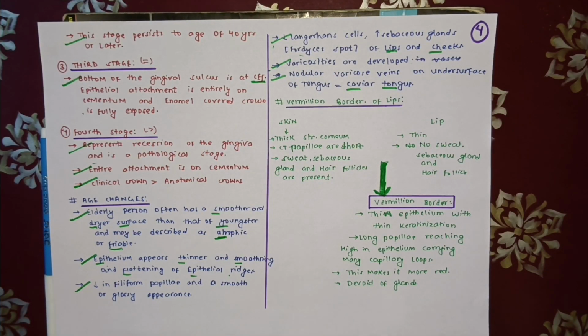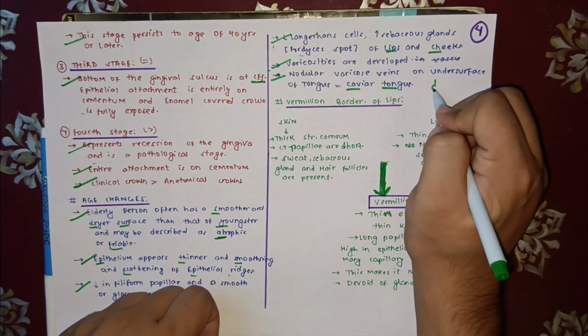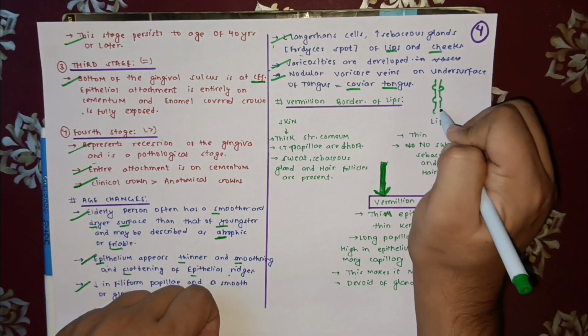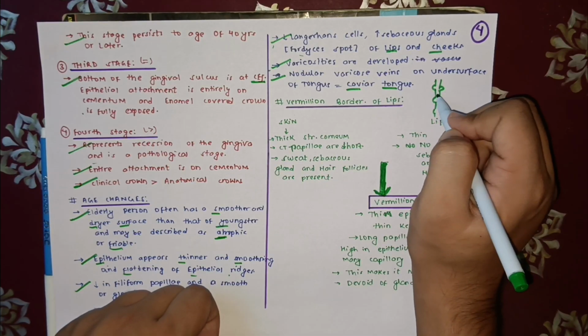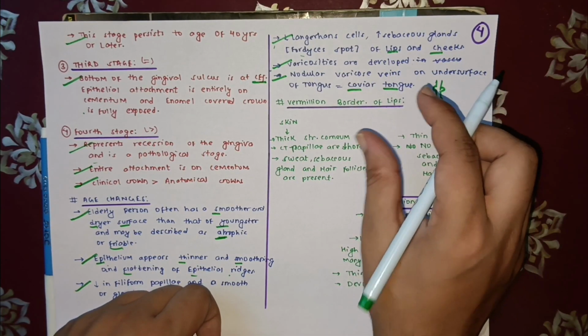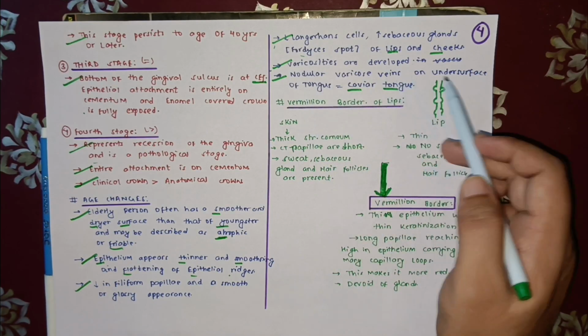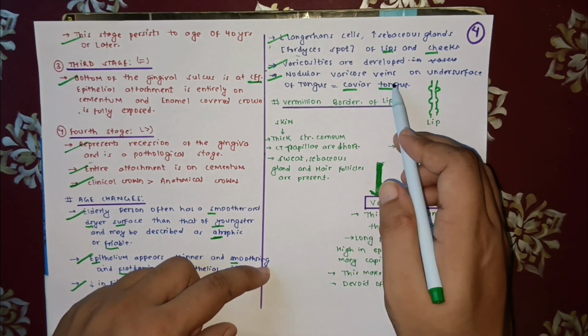Nodules are present there like this. Here is one nodule, here is another nodule, and another nodule is here. So nodules are found in the vein, and they are engorged and patent, so that is called varicose. A nodular varicose vein on the undersurface of the tongue is called caviar tongue.